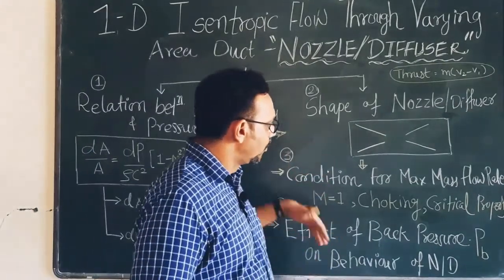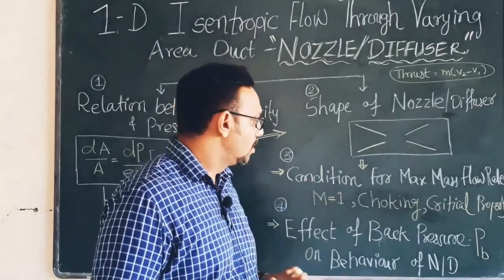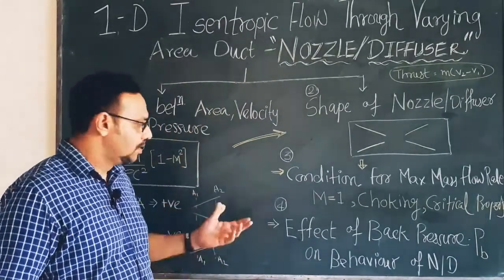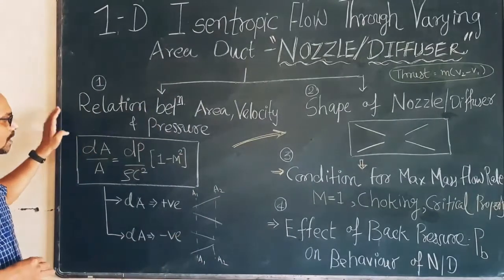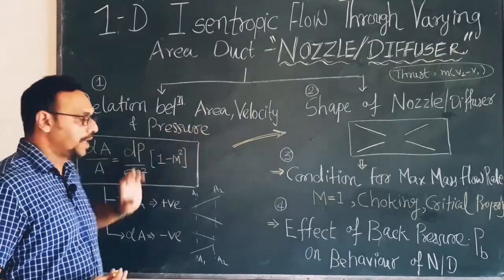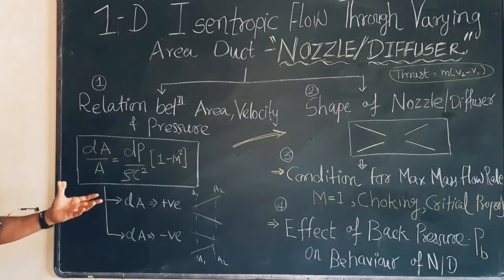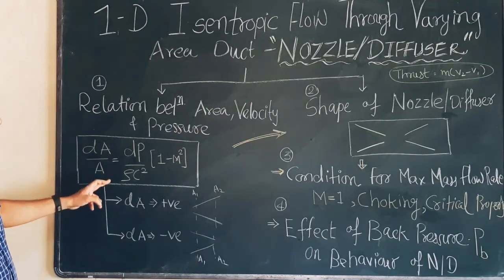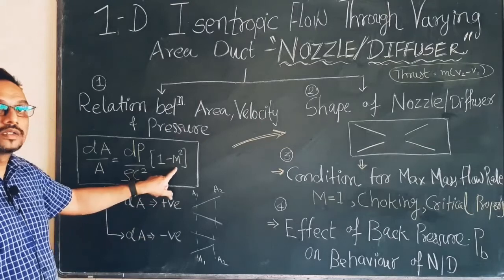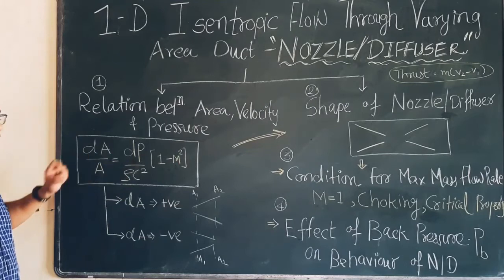In order to expect the right behavior from the nozzle or diffuser, we have to understand some insights into the physics. So this first theory basically relates the area, velocity and pressure. This is a very important equation that we have to derive first: dA by A plus dP by rho c square, times bracket 1 minus M square. Here M represents the Mach number, dP is the change in pressure, dA is the change in area.